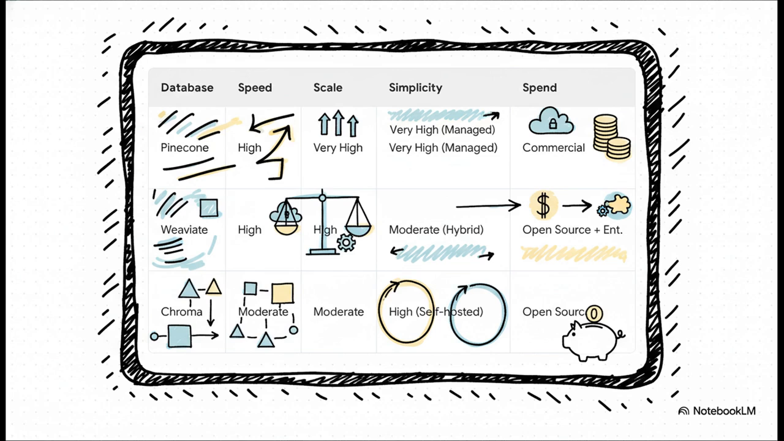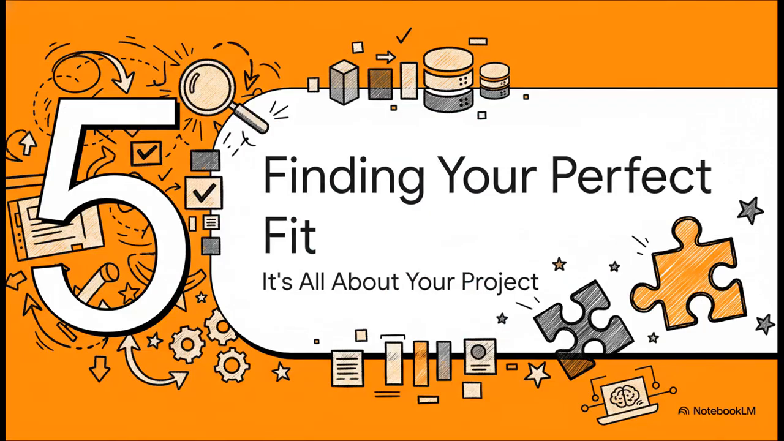And then you have companies like Weaviate sitting somewhere in the middle, kind of a hybrid. They offer an open source version, but also have enterprise features, trying to give you a balance of all these factors. Okay, so we've looked at the framework, we've looked at some examples. Now we get to the most important part of all. How do you take all of this and find the perfect fit? Not the perfect fit for some big tech company, but the perfect fit for your project right now.